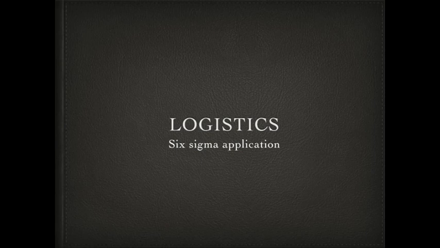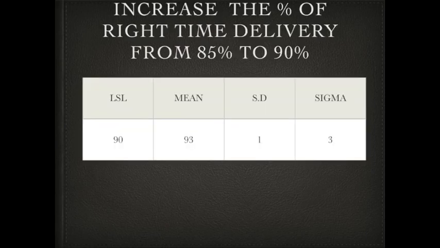Logistic industry and its 6 sigma application. Increasing the percentage of right time delivery from 85% to 90%. Here the lowest specification limit is 90. The mean level is 93. Standard deviation is 1. In the difference between the mean and the specification limit, that is 3, we can accommodate 3 standard deviations, so it is 3 sigma level.